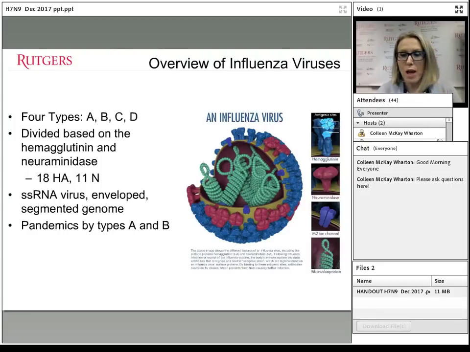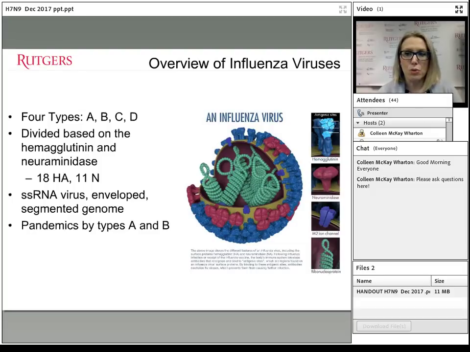Type B influenza, which also can cause pandemics, is a human-based flu virus only. And so we won't talk anymore in specifics about the rest of the influenza viruses, because the type A viruses are the ones that have the ability to exchange their genomic material, move between species, and H7N9 is a type A influenza virus.